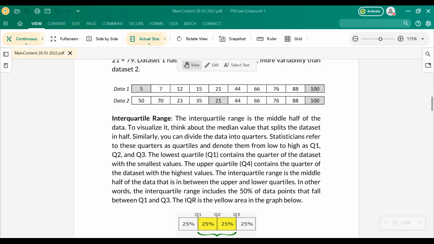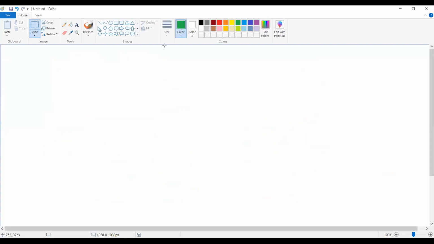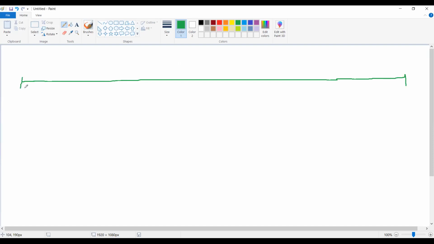All of you should be able to see my paint now. So we divide the data into 4 parts. What metric divides data into 2 parts? Which metric divides data into 2 parts? Median. Yes or no? Median will divide your data set into two halves. That's what we said. Median means mid value.